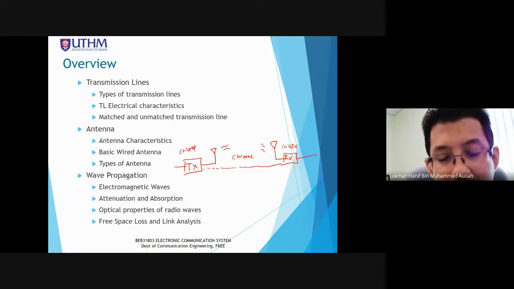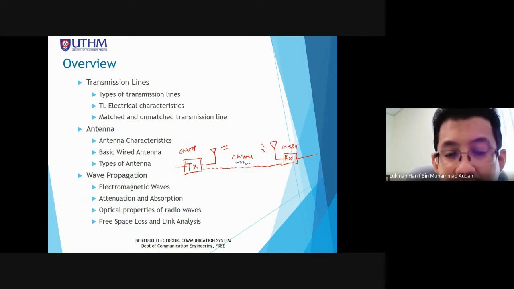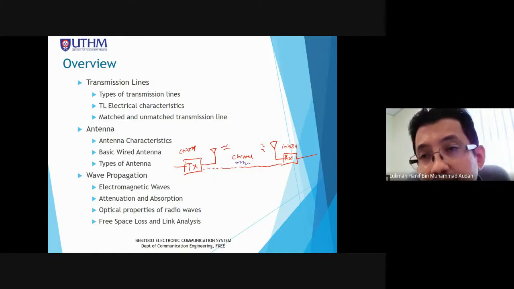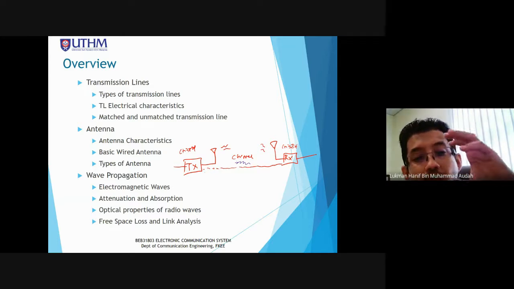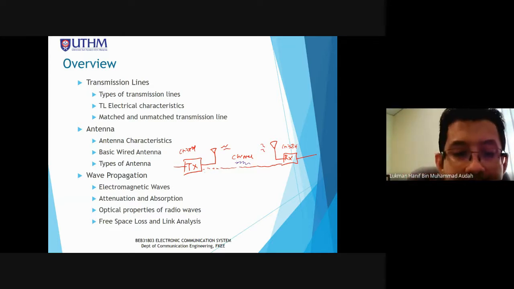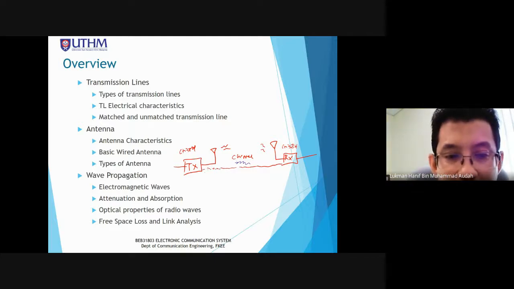Transmission line adalah berkenaan dengan medium. Sama ada medium itu adalah udara, ataupun sama ada medium itu wireless. Wireless means that udara, vacuum dan sebagainya lah. Sama ada medium itu adalah wireless tanpa wayar, ataupun medium itu ada wayar, kabel, seperti ini. This is the transmission line.